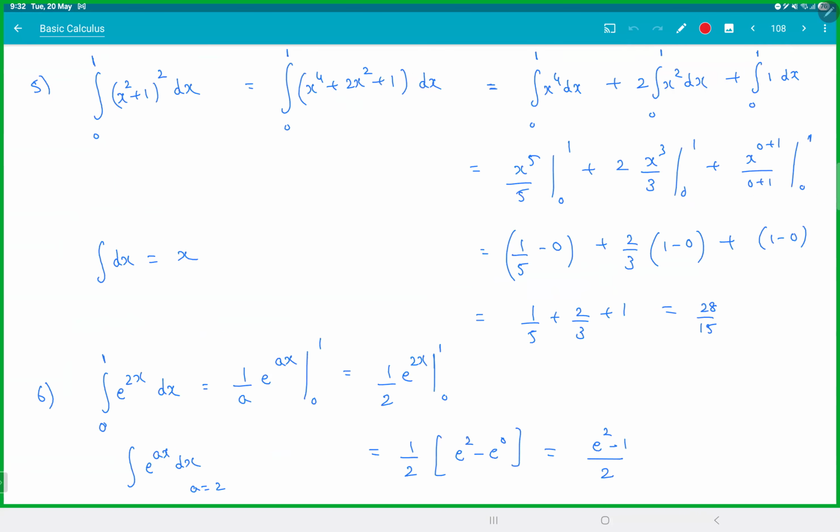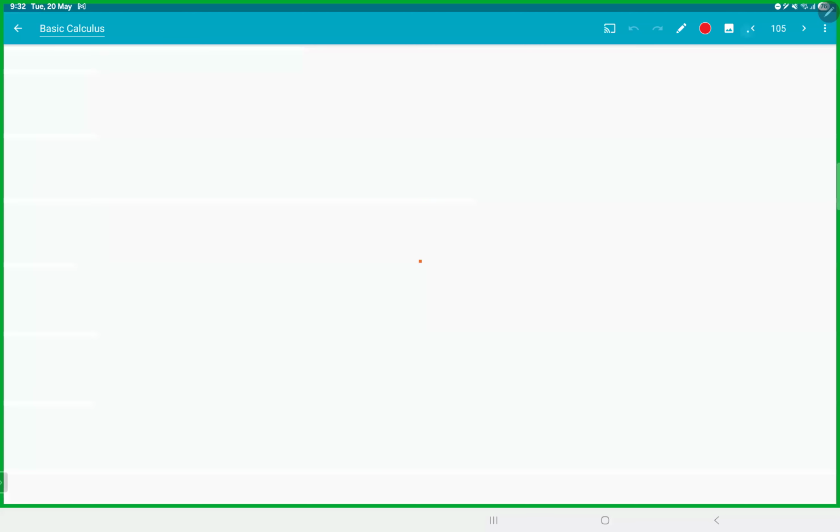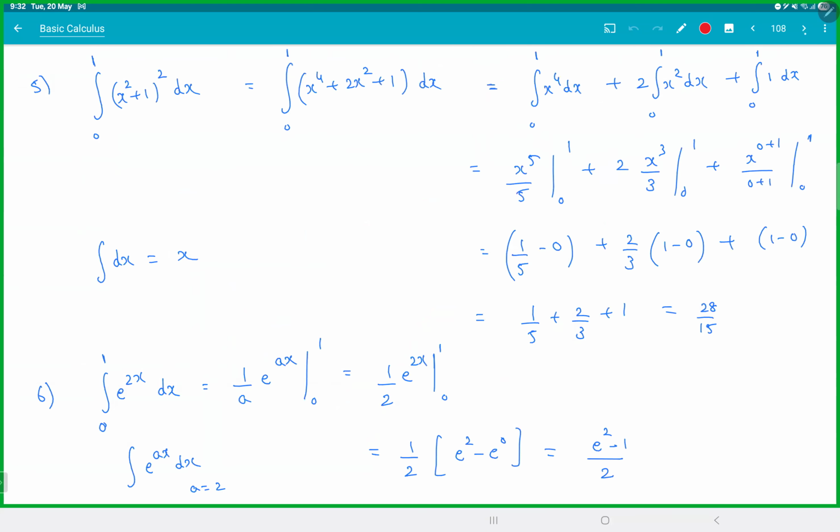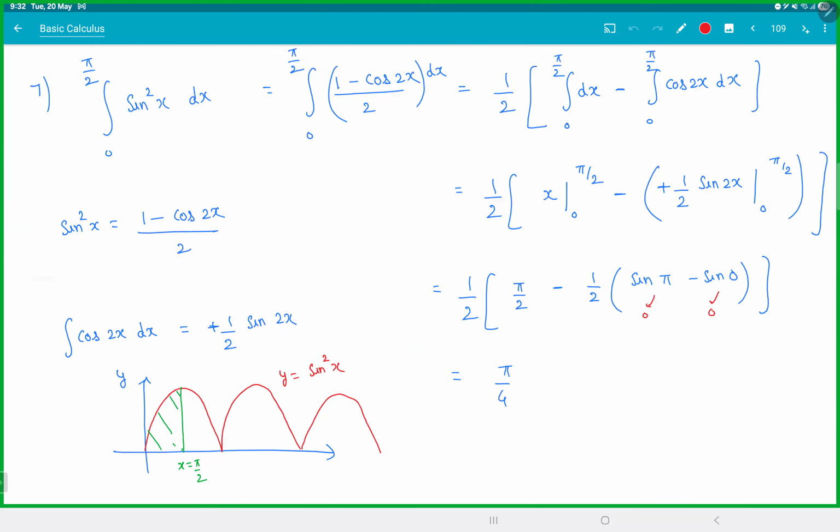Now, same thing, can you do it for cos square x? Cos square x limits from 0 to pi. Try, I'll give you a minute. Same thing. Actually, it is the same thing. Only the limits will change. Try.